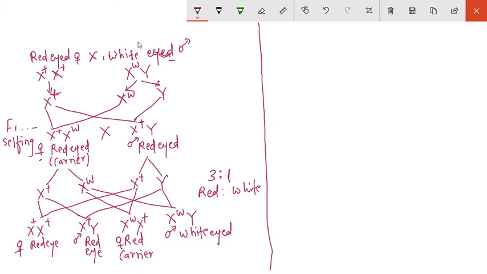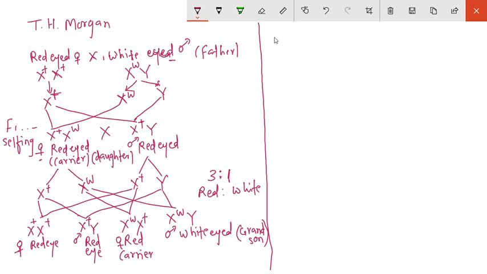So from the father, the trait is transferred to the daughter, and from the daughter it is again transferred to the grandson. That means it shows the crisscross inheritance. This experiment was performed by the scientist T.H. Morgan, who also made the reciprocal cross.